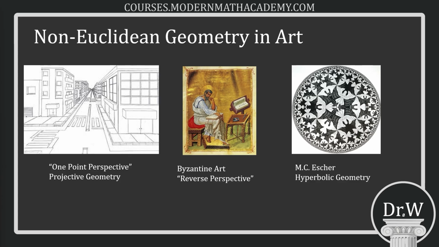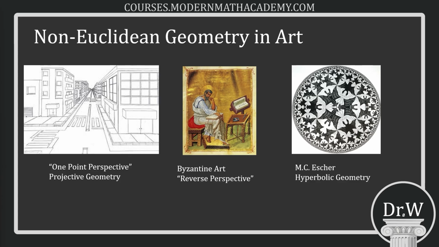M.C. Escher is a much more modern example of this. M.C. Escher is explicitly making hyperbolic geometry. So this shape here with the angels and demons, or angels and bats, this is what is called the Poincaré disk model of hyperbolic geometry. All of these angels are the same size. Now, as we see it, it looks like they get smaller and smaller, but that's because this is a model of hyperbolic geometry. We don't live in hyperbolic space. If we did, it would be very confusing.